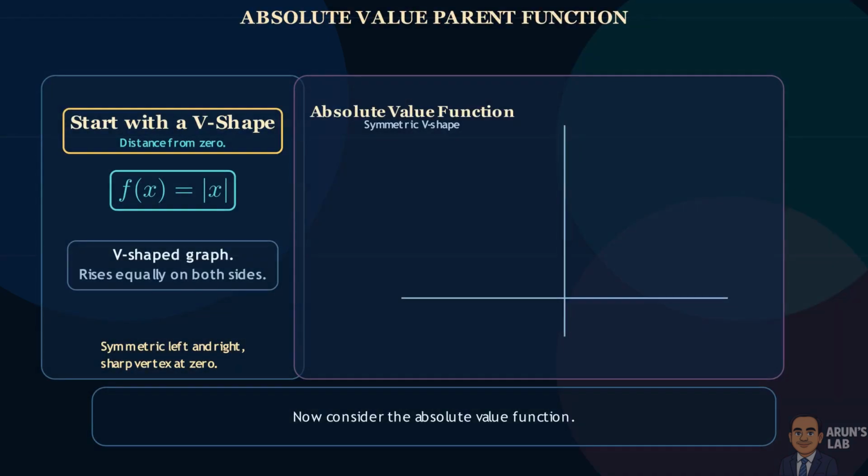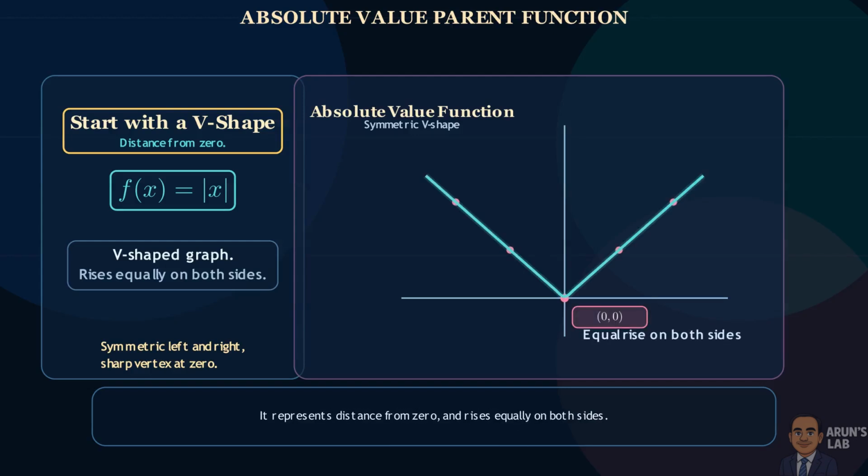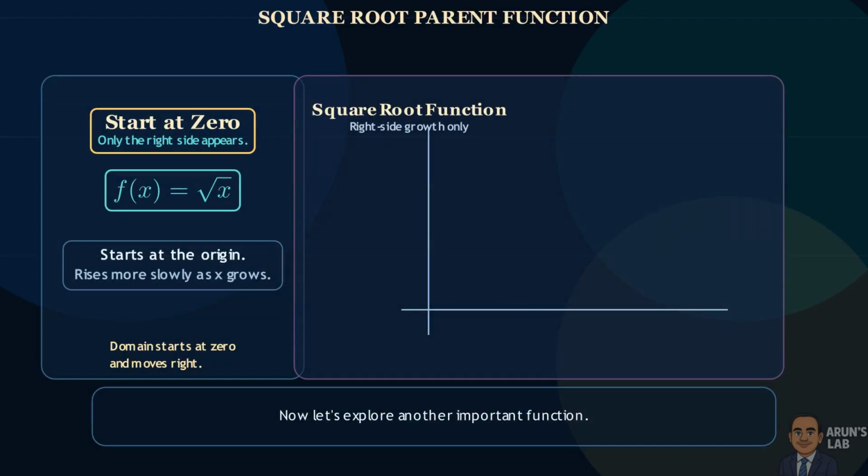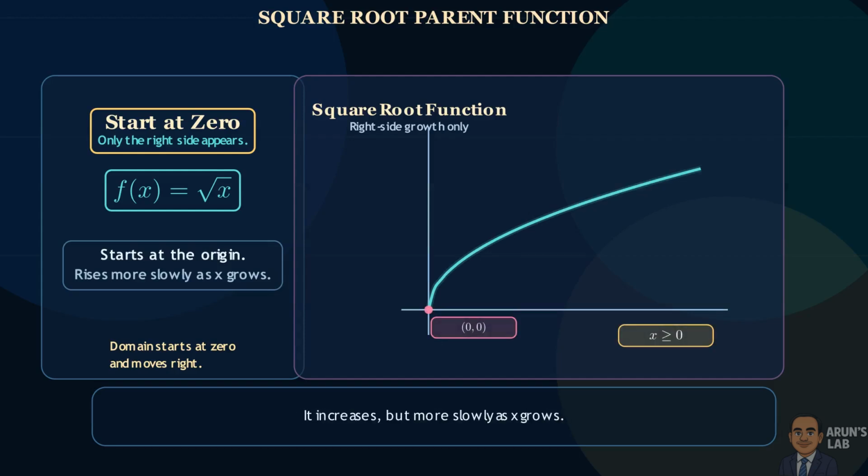Now consider the absolute value function, f(x) = |x|. This graph forms a V shape. It represents distance from 0. The graph rises equally on both sides. Now let's explore another important function, f(x) = square root of x. This graph starts at 0 and moves to the right. It increases but more slowly as x grows.